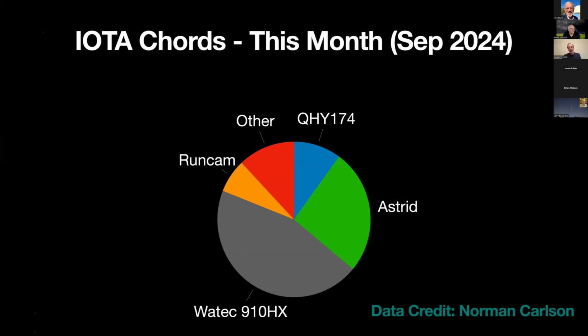So how much is Astrid being used? Bear in mind, we've now got 60 Astrids in the wild. Most of those have gone out in the last few months. The number of chords of Astrid is ramping up. Norm gave me some stats for this month, the day before yesterday. Astrid is now responsible for 26% of the chords, and QHY174 is 6% of the chords, and the majority are the old analog 910HX from Watec.